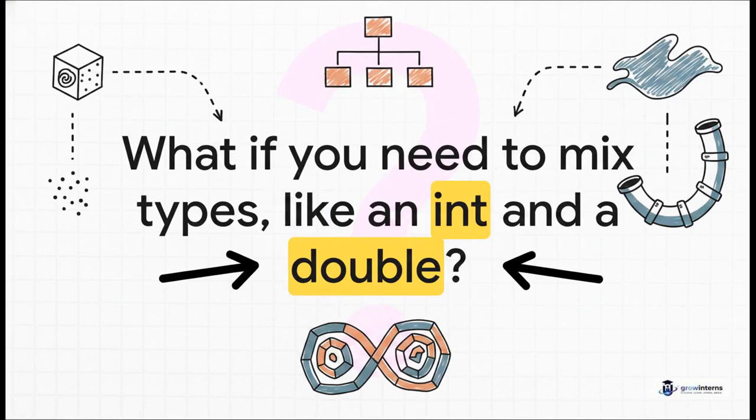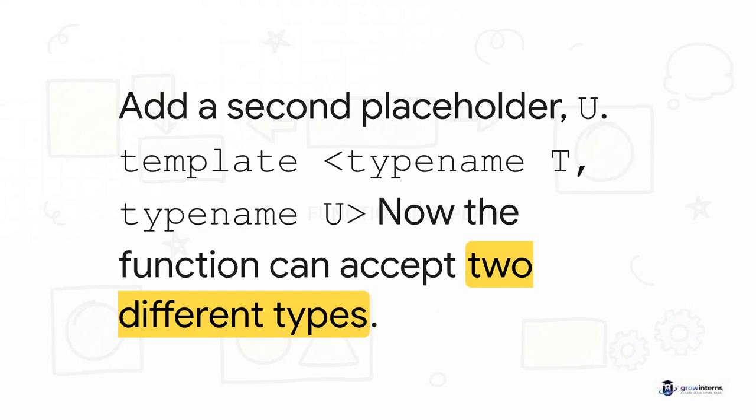Okay, so this is perfect for when you're comparing 2 things of the same type. But, life's rarely that simple, right? What happens in a more realistic scenario where you need to find the max between, say, an integer, like 1, and a double, like 2.1? Our current template assumes both inputs have to be the same type T. So now we've got a new puzzle to solve. And the solution is, again, surprisingly elegant. We just add another placeholder to our template declaration. By convention, we call it U, because it just follows T in the alphabet. So now our function can accept a parameter of type T and another one of type U.